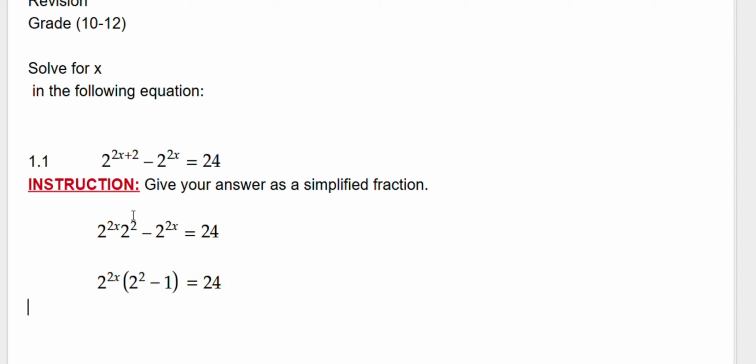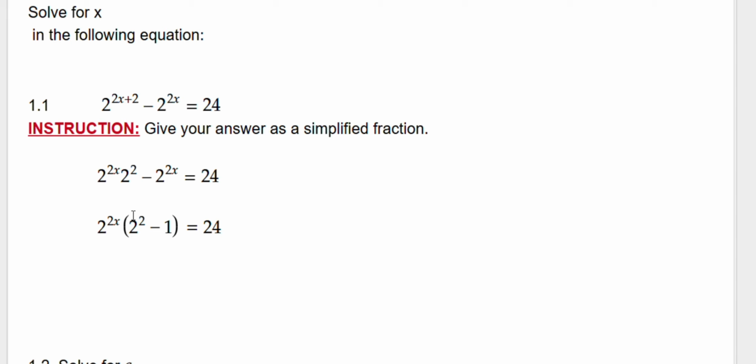I hope you are following, guys. Now we're going to add the numbers inside the brackets. Don't forget the maths. The number inside the brackets is 2 to the power 2, which is 4, minus 1, which is 3. It's equal to 24. Now we need to divide, because we want the variable 2 to the power 2x to be on one side. So 2 to the power 2x is equal to 24 divided by 3, which is 8.